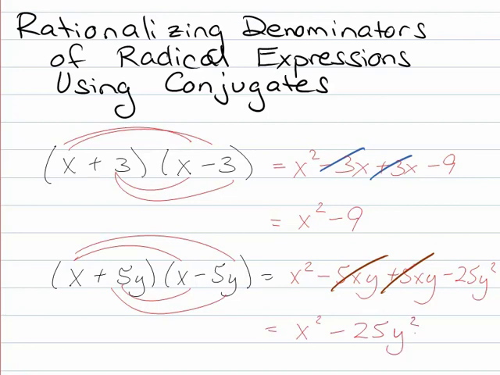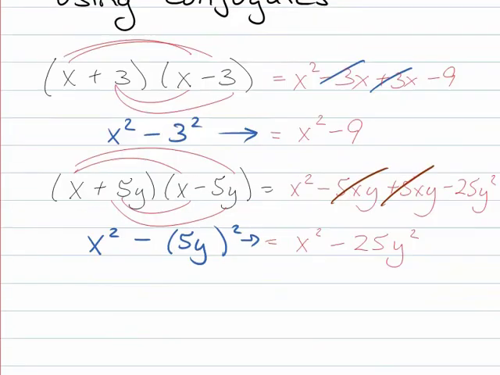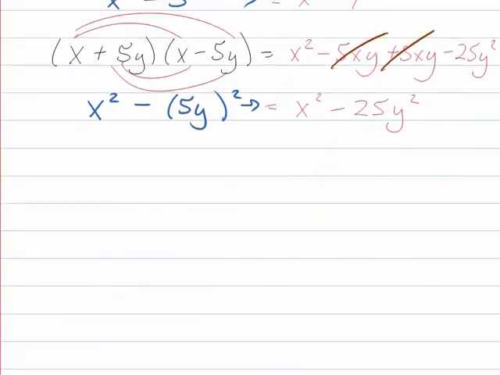Okay, so we're actually going to use this skill to solve radical expressions in the denominators, or to rationalize denominators of radical expressions. Note that if I have x plus 3 times x minus 3, that's going to be basically the first term squared minus the last term squared. Right? X squared minus 3 squared. Make sense?